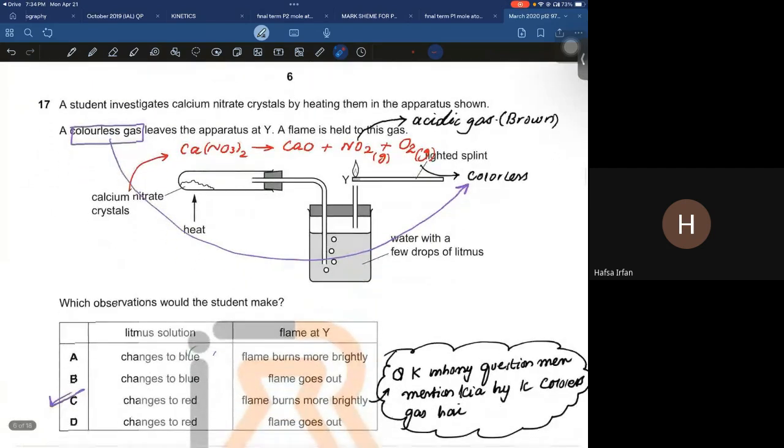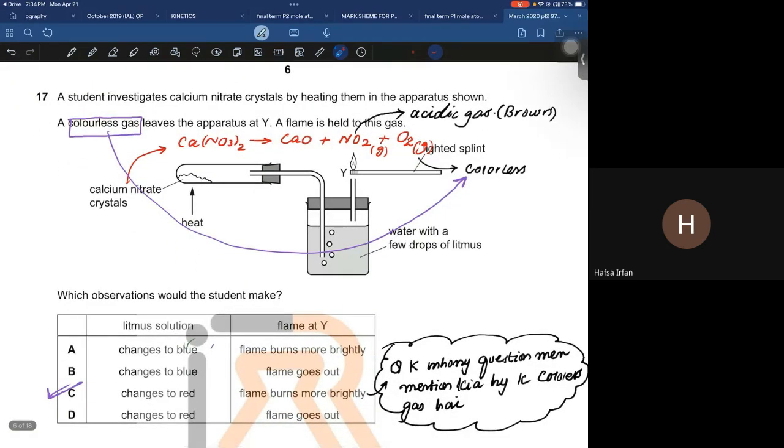A student investigates calcium nitrate crystals by heating them in the apparatus shown. A colorless gas leaves the apparatus at Y. A flame is held to this gas. They are testing the gas. What is being released? They are asking which observation the student would make. Litmus solution changes to blue.